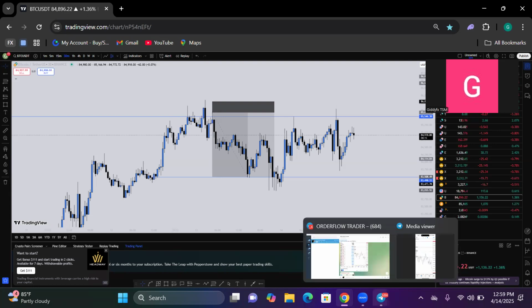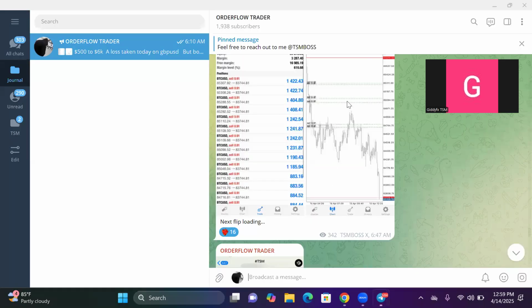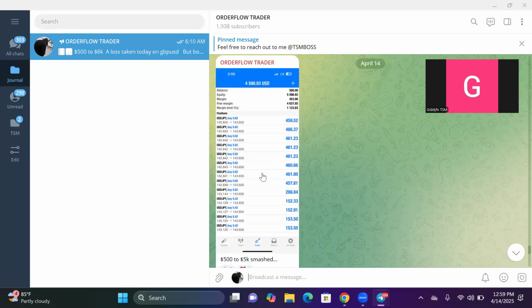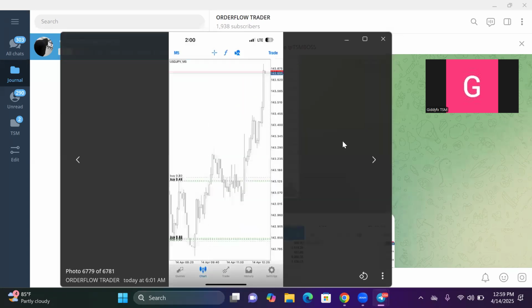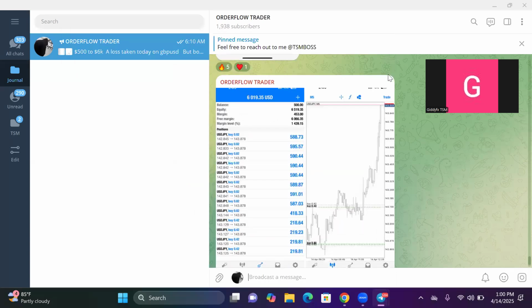We specialize in flip trades in the community. As we can see right here, this was today. This was GBP USD. This was USD JPY. We did a 500 to 6K on this particular trade. Entries all spot on.